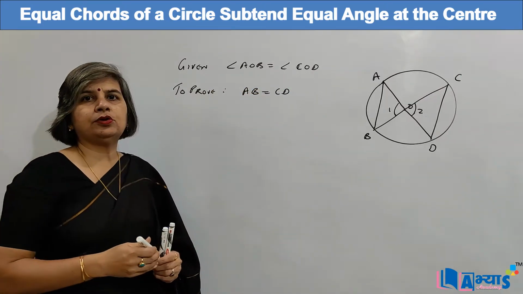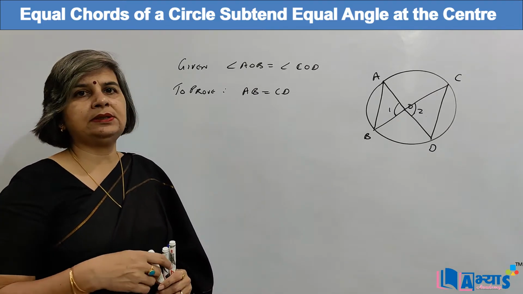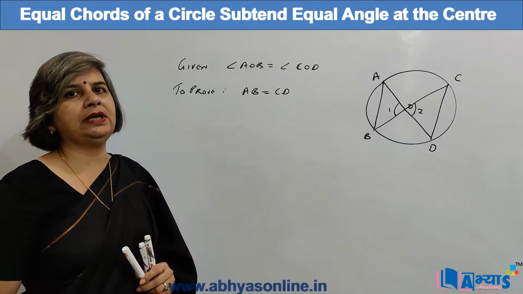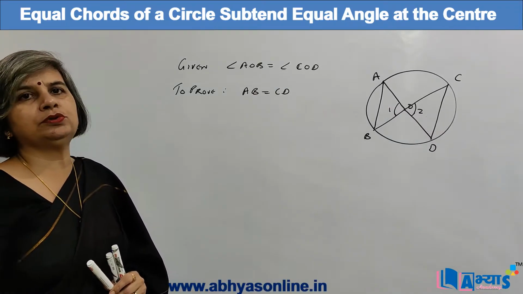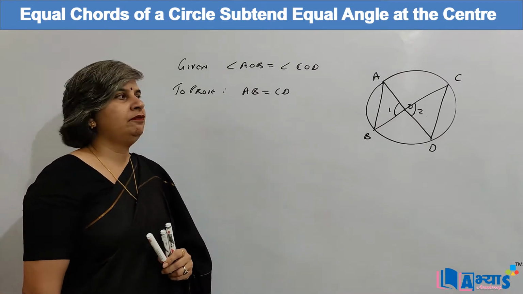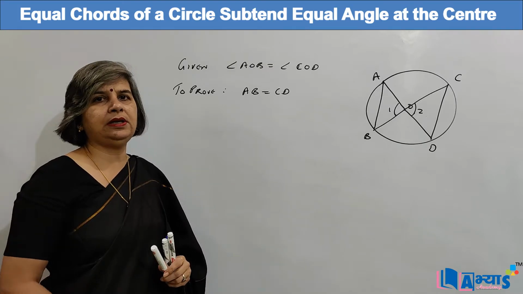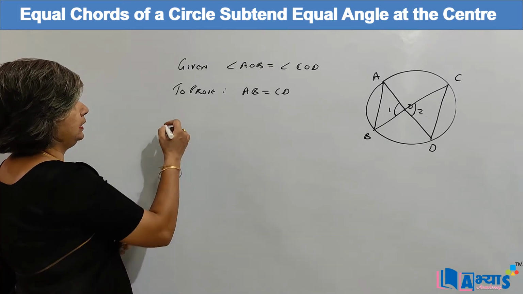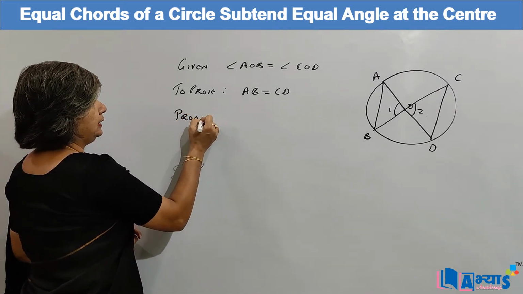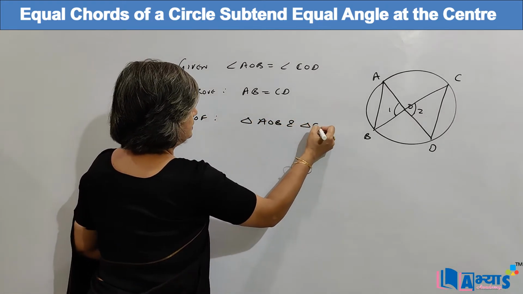As in the earlier theorem, we have proved that equal chords subtend equal angle at the center. That means in that theorem we were given that the chords are equal and we were supposed to prove that the angles will be equal. Now the converse will be, we are given that the angles are equal and we have to prove that the chords are equal. So for this, let us again take the triangles, triangle AOB and triangle COD.